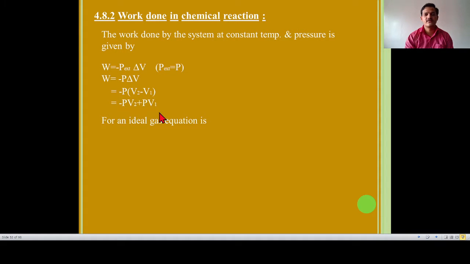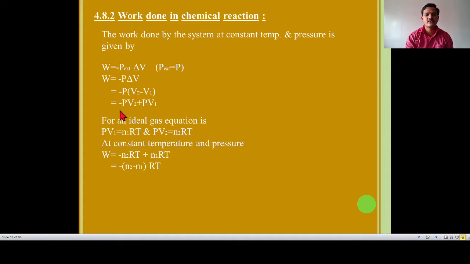For an ideal gas, we are already aware that PV is equal to nRT is the ideal gas equation. In case of the initial state, if the initial volume of gas is V1 and the initial number of moles is N1, then PV1 is equal to N1RT. V2 is the final volume of gas and N2 is the final number of moles, so PV2 is equal to N2RT. At constant temperature and pressure, the value of PV1 equal to N1RT and the value of PV2 equal to N2RT are replaced here.